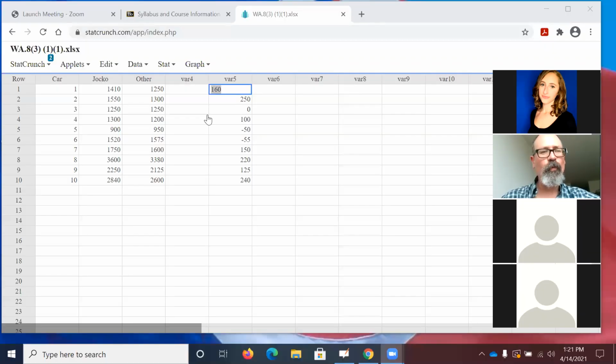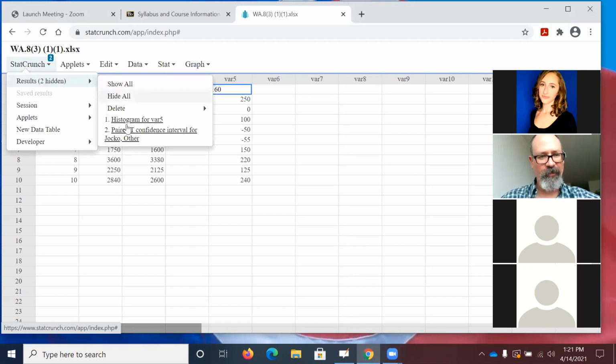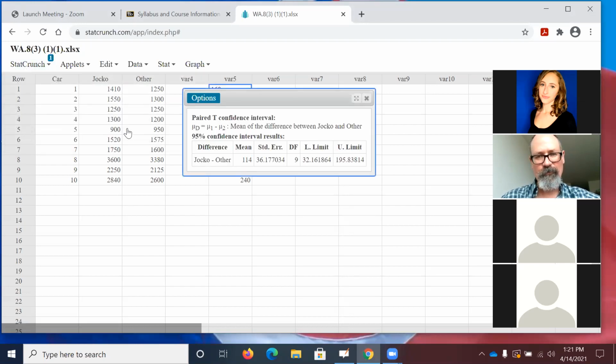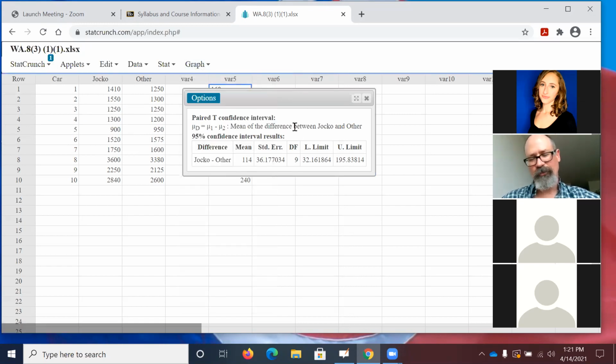Is it like one of the things, or like what's in it? Like where? Let me pull it up and I'll show you. I'll try to show you what I mean, and maybe you can ask again. When you look at the display, what you're seeing is a lower confidence limit of about $32, an upper limit of about 195.